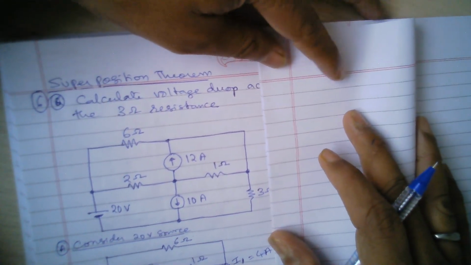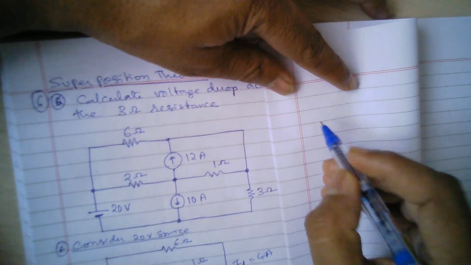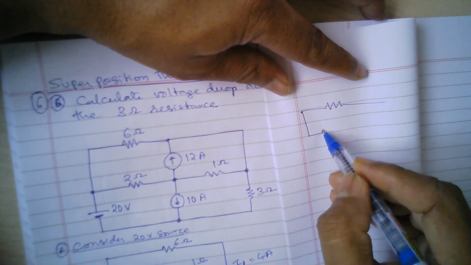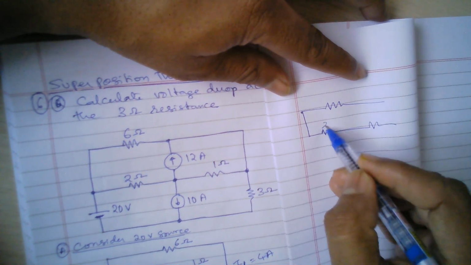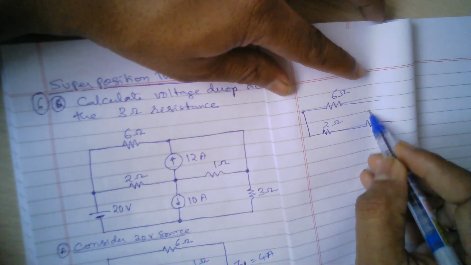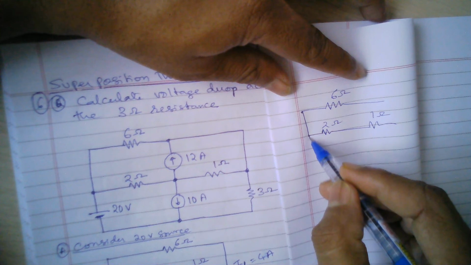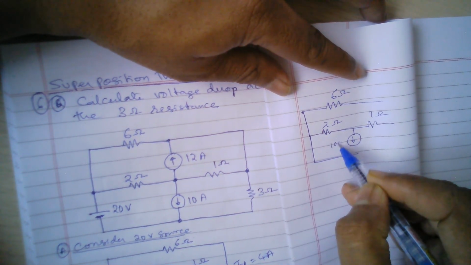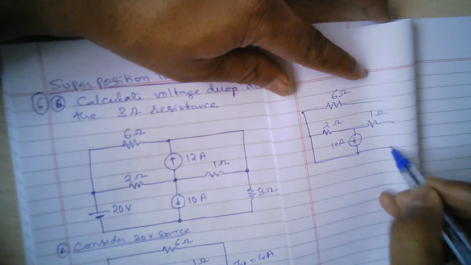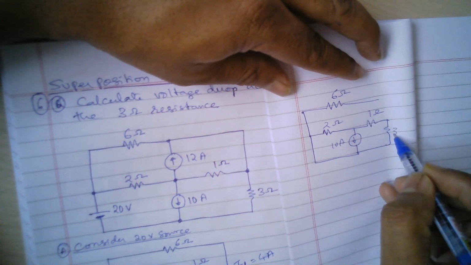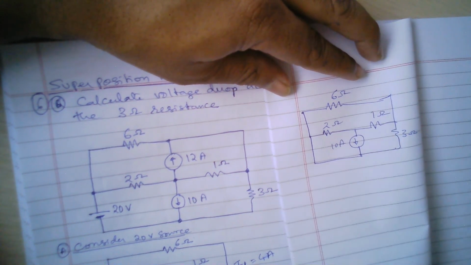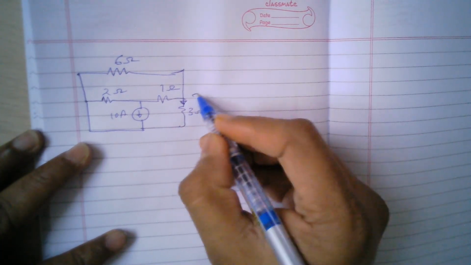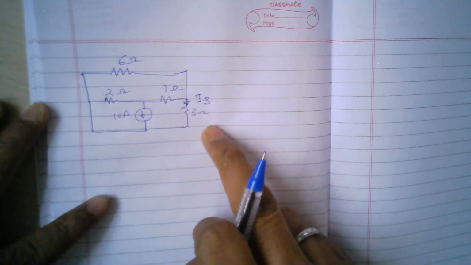Okay, so what do I have? So I have the 6 ohms as it is. Now this 12 will become open circuited. So this is 2 ohms and 1 ohm. 20 volts becomes short circuited, and then I have 10 amperes here, and then I have a 3 ohms here. Okay. So now this current, let me denote it as I3. So now the objective is to find I3.